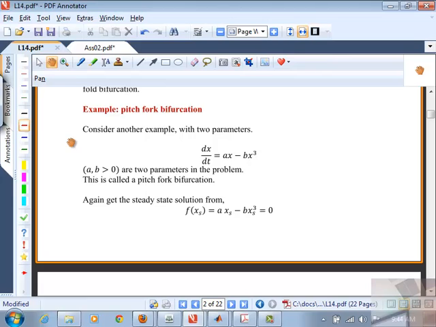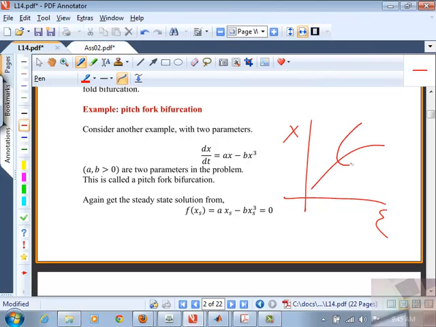Now we're going to repeat the same thing for different types of bifurcations. So pitchfork is something that we have already seen. The pitchfork typically has a behavior like this: a state x versus a parameter epsilon, and you might have a behavior like this. That is what we will call a pitchfork bifurcation.